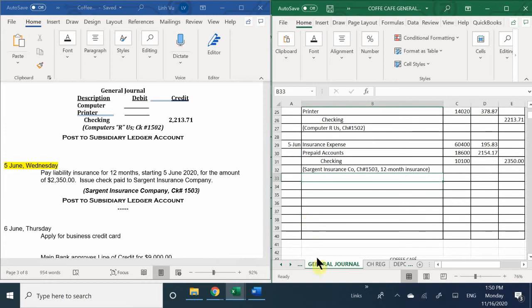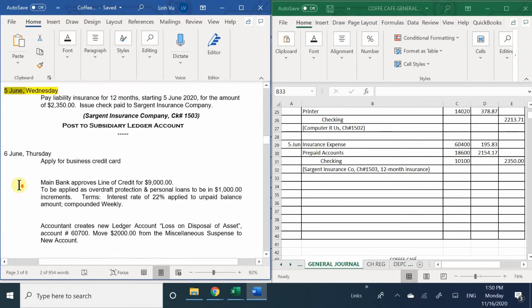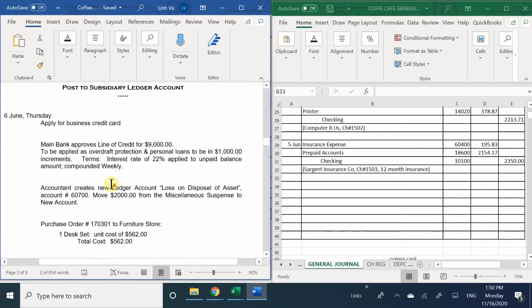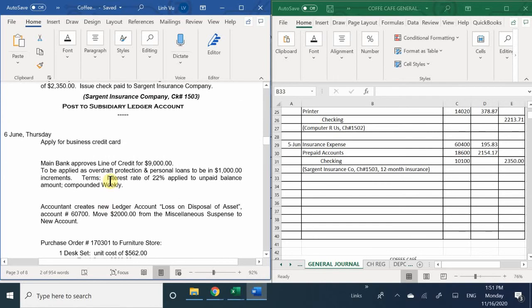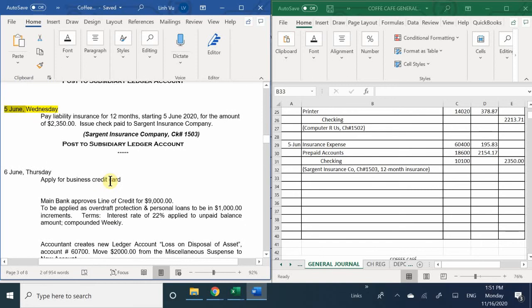Okay, so now that we've finished this little transaction here, we are completely done with the 5th of June. So then what has happened on the 6th of June? Apply for business credit card? Okay. Do we need to journalize this? No. We only applied for a business credit card, so we don't have an amount, nor did we spend the credit card. We just applied for it. All right? So then what happened next?